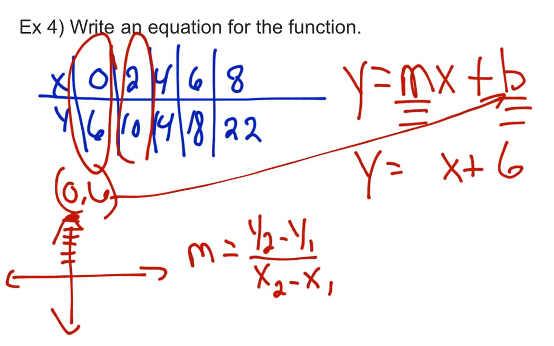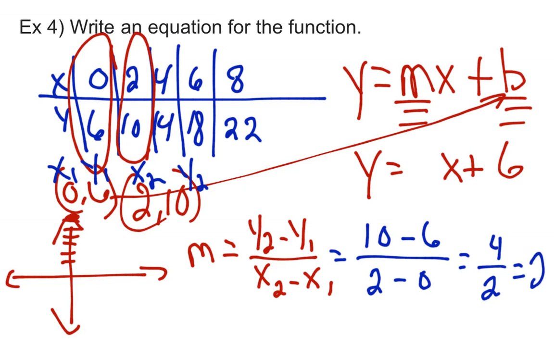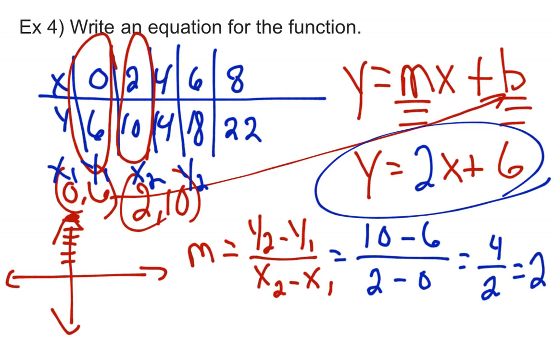Well, I can choose any of these other ones and make it a point as well, (2, 10). Then using that, I can make the (0, 6) my x1, y1, and the 2 and the 10 can be my x2, y2. And now I can go ahead and try to solve this. My y2 is 10 minus my y1, which is 6. That's going to be over x2, which is 2, minus x1, which is 0. Well, on top, 10 minus 6 is 4. 2 minus 0 is 2. 4 divided by 2 gives me 2. So my slope ends up being 2. And that was just using my slope formula.